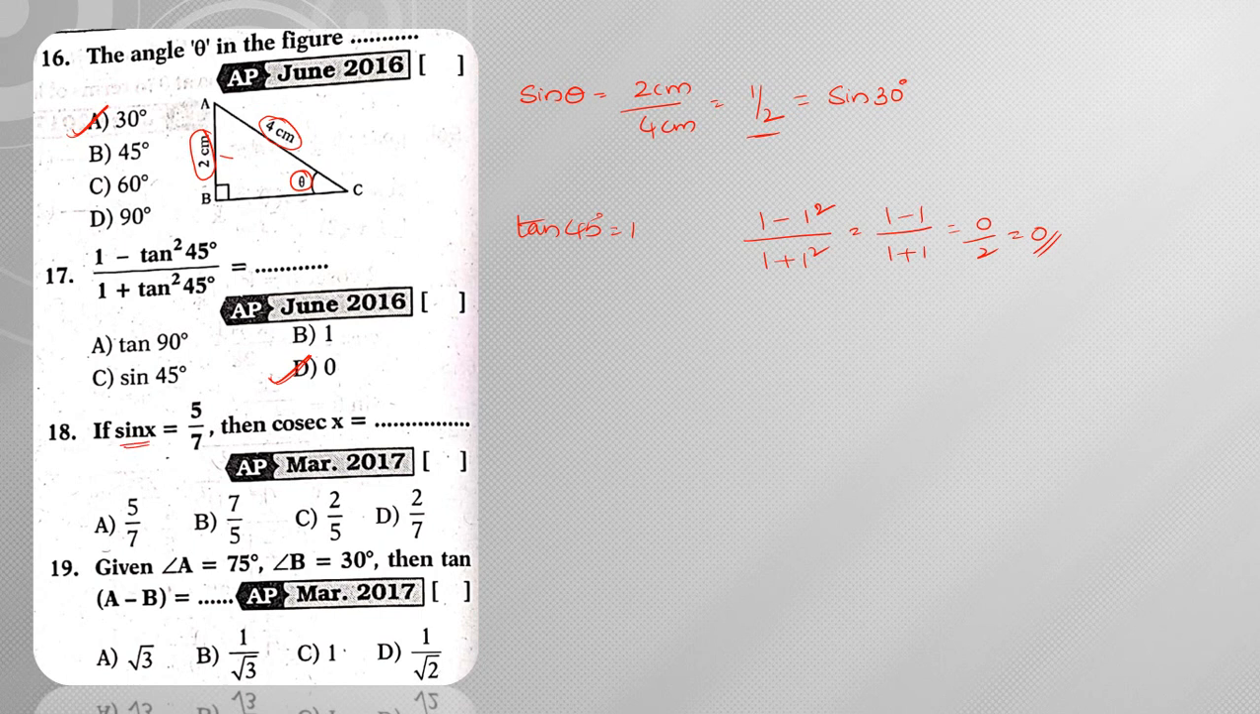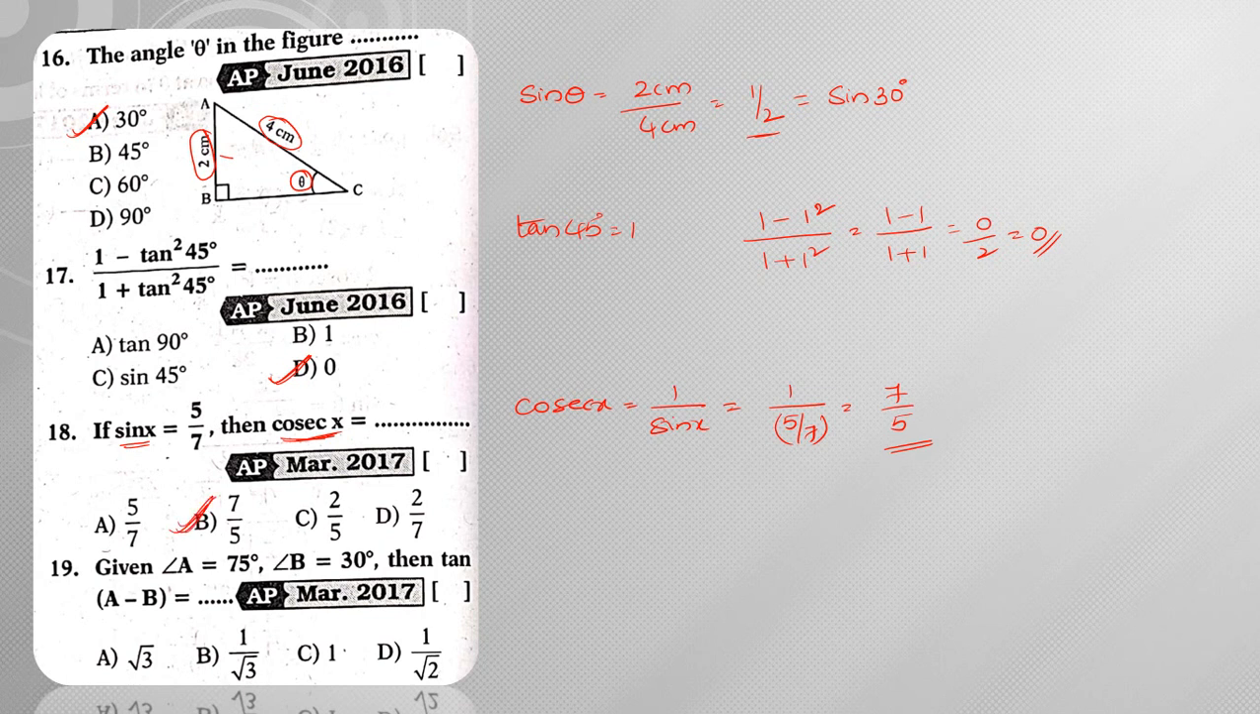Next, sin x is equal to 5 by 7. Then cosec x is equal to. So already we know cosecant x is nothing but equal to 1 upon sin x. Then from this I can write 1 upon 5 by 7. So when you are having 1 upon 5 by 7, I can write it as 7 by 5. So simply by reciprocating also we can get the answer.